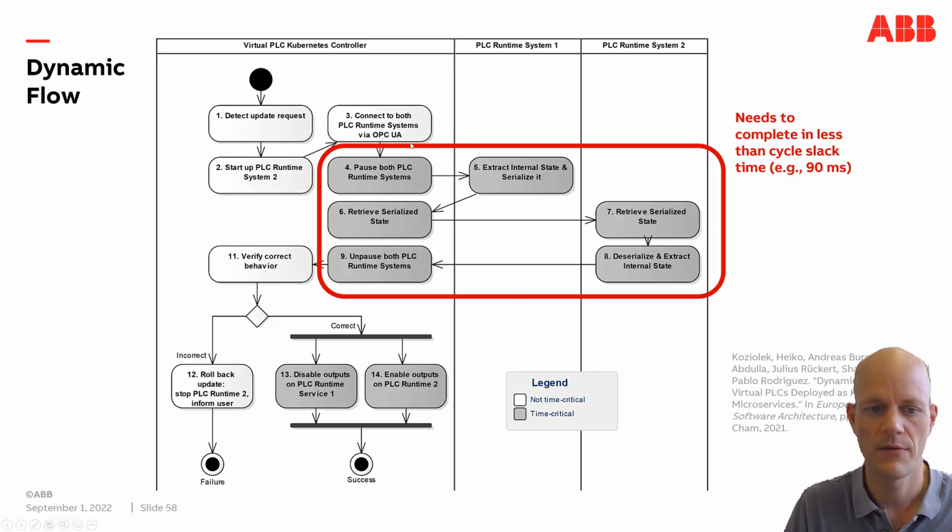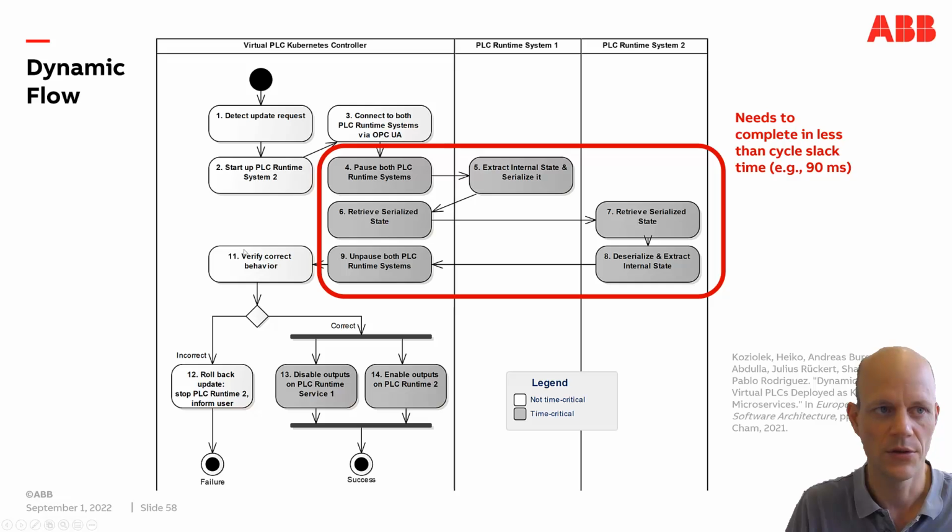And these steps from 4 to 9 have to happen in less than 90 milliseconds. Afterwards, we also have a phase to verify the correct behavior of the entire procedure, because we also allow a rollback of the updates if they are not correct. This is based on some thresholds that have been configured beforehand and can be done manually, or it can also be done by a procedure.